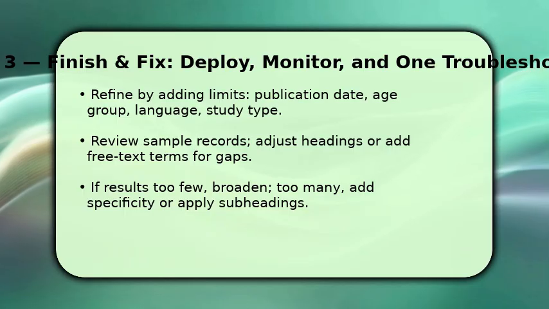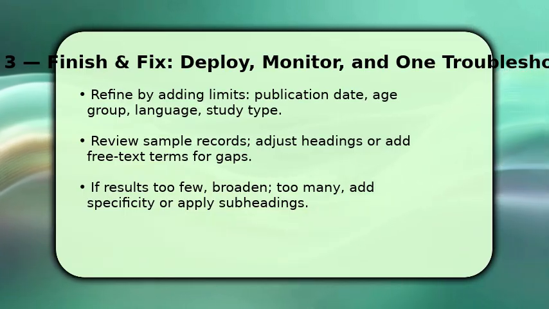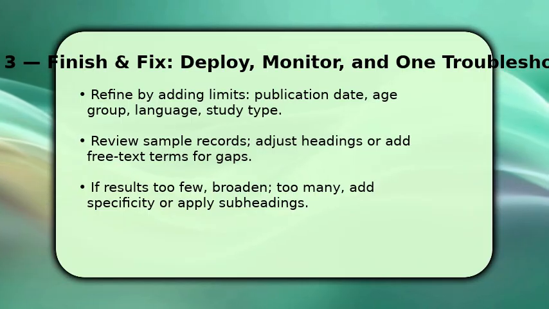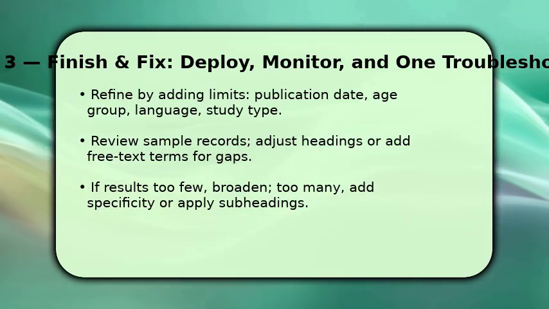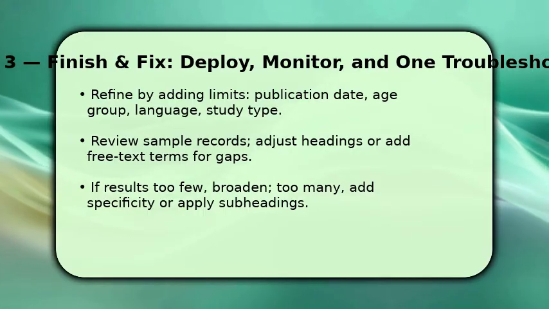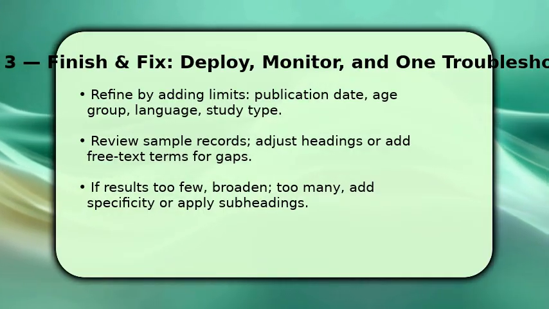Look at titles and abstracts to spot missing concepts, then add free text terms or alternate MeSH headings to cover gaps. Apply limits for dates, age groups, study design, or language to reduce noise. If you get too few results, broaden by removing a limit or exploding a heading. If too many, add subheadings or require major topic.